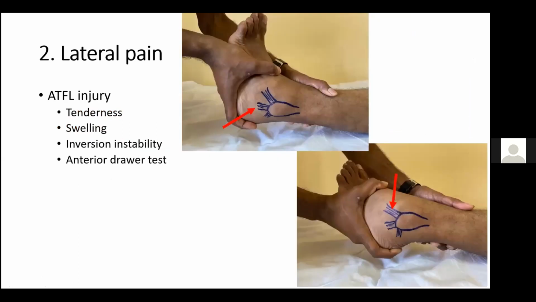How are we going to assess this inversion instability? As I have demonstrated here, I have kept this. If you are connected from home, you can try it on yourself. If you have your foot in a completely neutral position, that is dorsiflexed, and try to invert, the ATFL is relaxed. So at this point, if you try to invert, the inversion is resisted by the calcaneofibular ligament, which is very rarely ruptured. It's a very strong ligament.